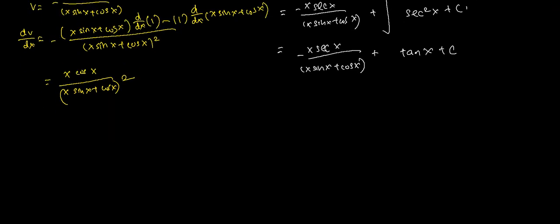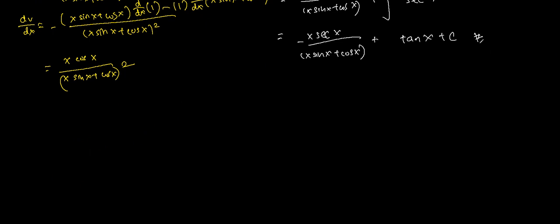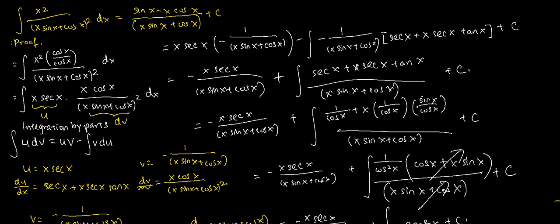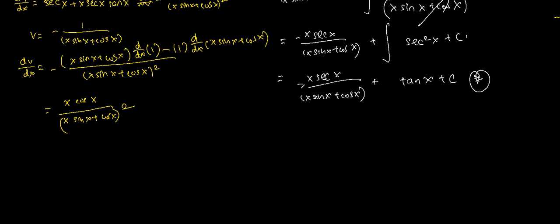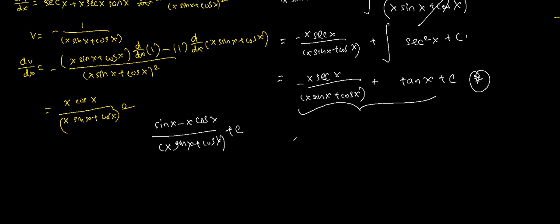Normally we can stop here, but because the question asks us to prove that this is equivalent to this, all right, we need to prove that this is equivalent to sine x minus x cosine x over x sine x plus cosine x plus c. So there's some work to do down here. So we have to continue.